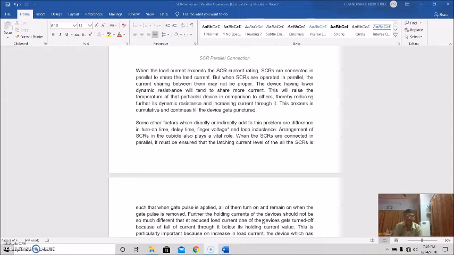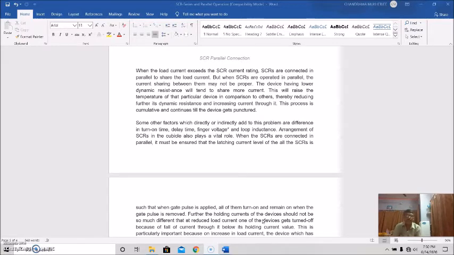So in that case, if one SCR has more latching current and another has less latching current, the latter one will be turned on, and the former will get back to its off state. That's very important. All of them should be turned on and remain on when the gate pulse is removed. So SCRs having similar latching current should be selected.